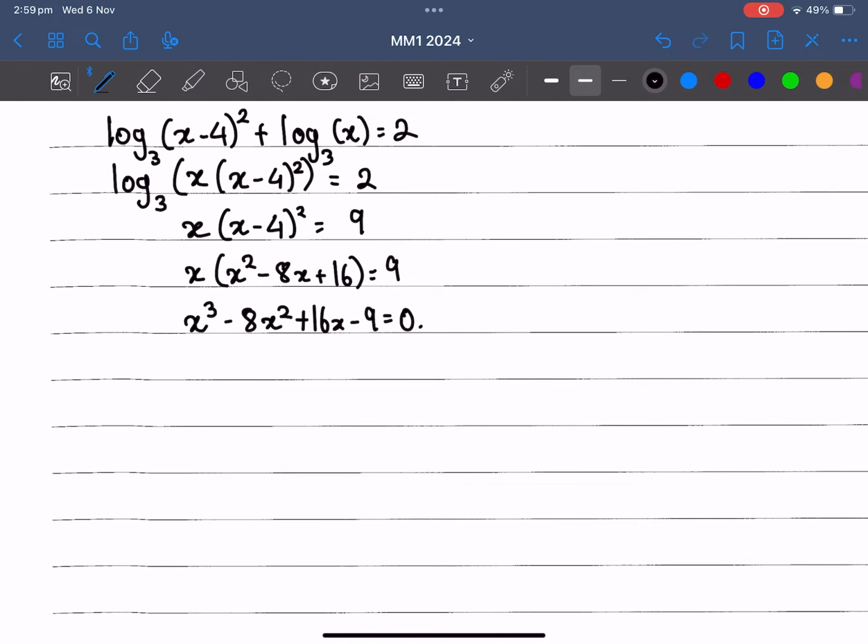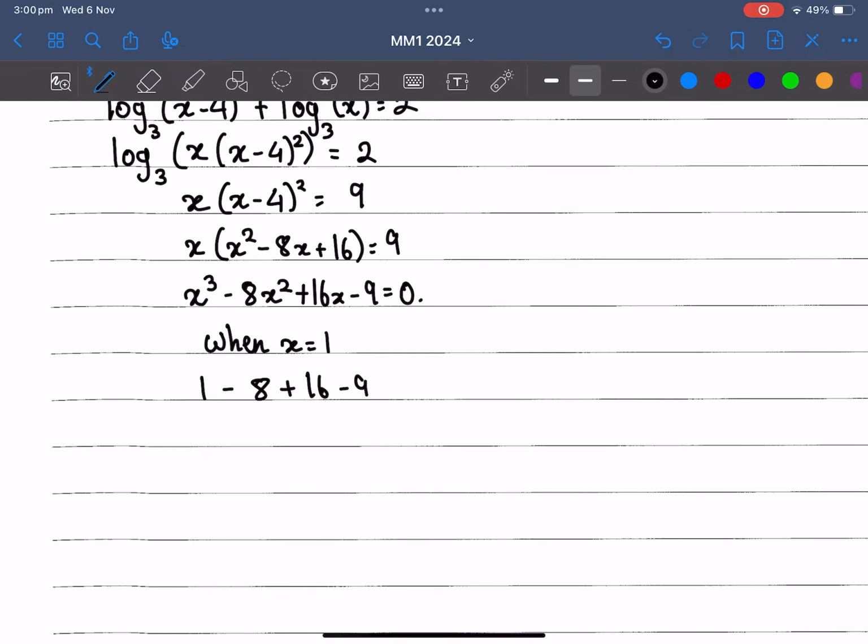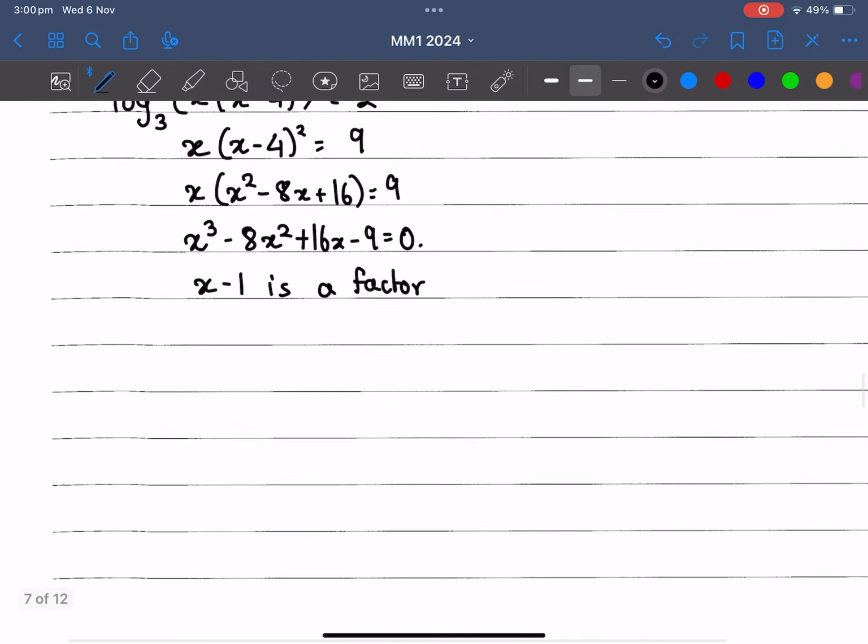Let's just use the guess and check method. So I'm going to try x equals 1 and see what happens. When x is equal to 1, we get 1 minus 8 plus 16 minus 9. So that will be minus 7 plus 7, which is 0. Okay, well, that was pretty easy. So x minus 1 is a factor. Now I guess we do the long division.